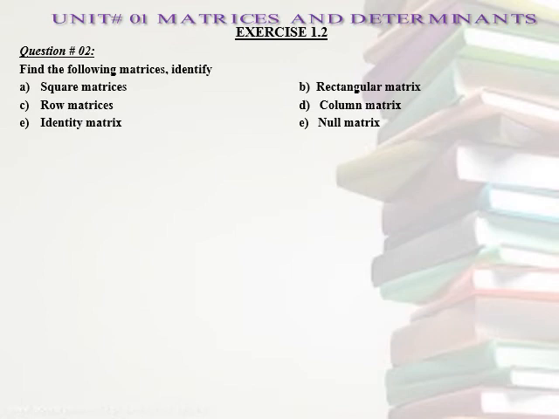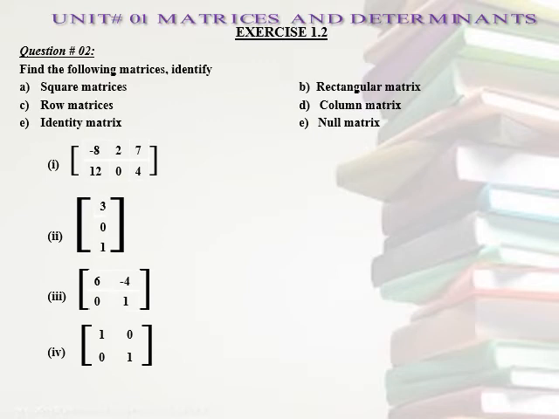Now come to question number 2 of exercise 1.2, and the question is, find the following matrices, identify square matrix, rectangular matrix, row matrix, column matrix, identity matrix and null matrix. These are the first 4 parts of your question number 2. Let's see the answers.